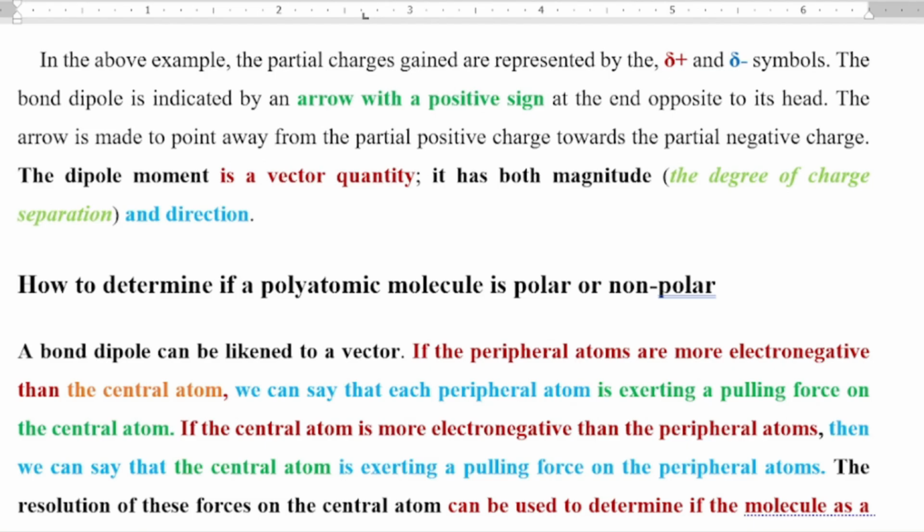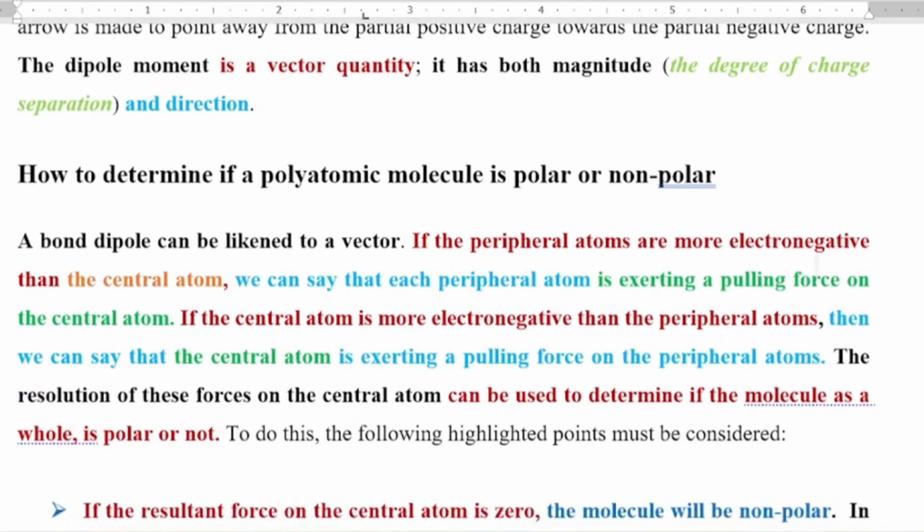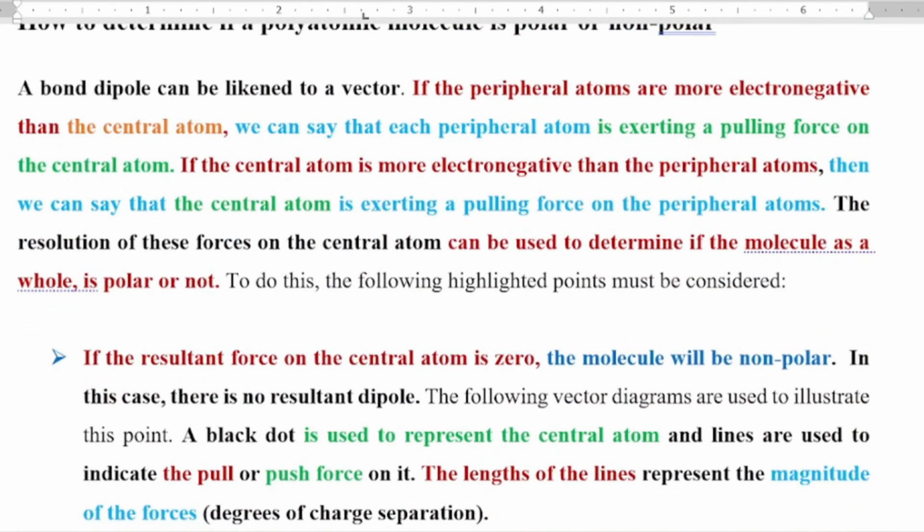Dipole moment is a vector quantity. You will meet this concept when you do forces. It has both magnitude and direction. Magnitude is the degree of charge separation. Of course, the direction is where the arrow is pointing. We've spoken about that already, but this puts it in perspective a little bit more. So a bond dipole can be likened to a vector.